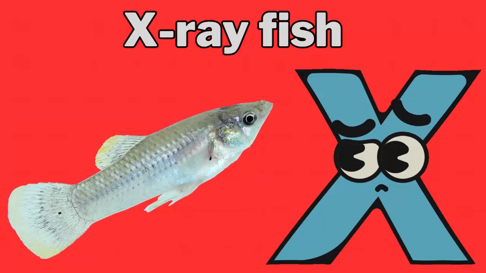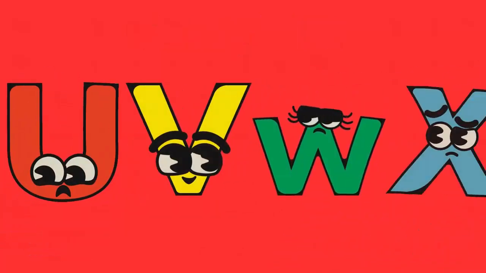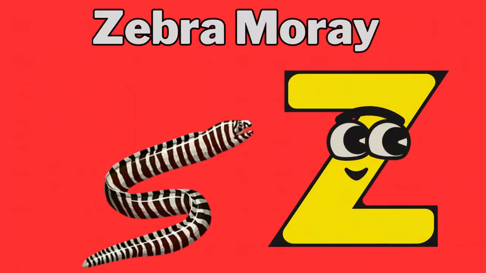W. W for walrus. X. X for X-ray fish. Y. Y for yellow boxfish. Z. Z for zebra moray.